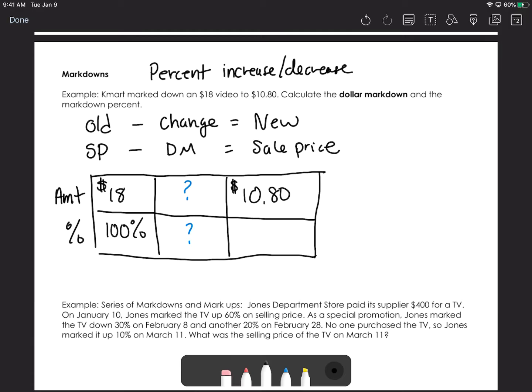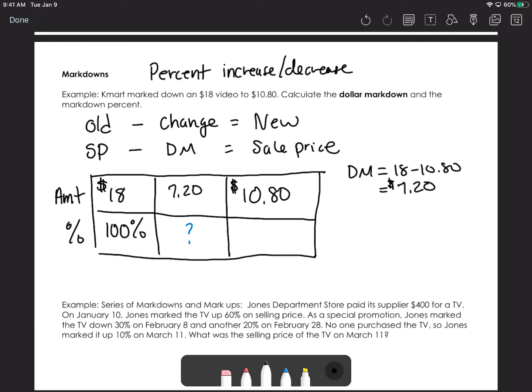Now, we can easily figure out what the dollar markdown is just using subtraction. I know that whatever I subtract off the 18 would give me $10.80. So working backwards, I would have 18 minus $10.80 would give me $7.20. So we marked it down $7.20 to get it to $10.80. So now I know what this value is. It's $7.20.